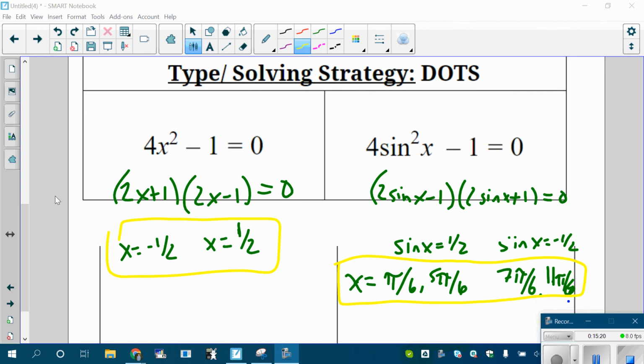Okie dokie. Difference of two squares. 2x plus 1, 2x minus 1. Set it equal to 0, you get x equals negative 1/2 and x equals 1/2.